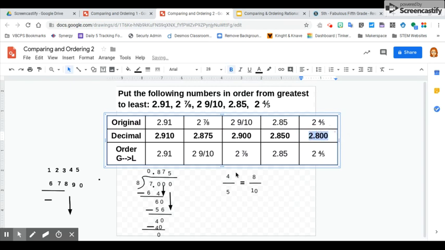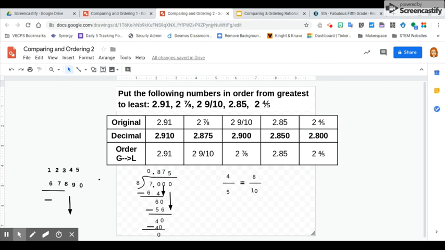I put them in order from greatest to least in their original form, not the decimal form. The only reason why we put them in the decimal form is so that it makes it a lot easier for us to put them in order. Once we put them in order using the decimal form, we just have to write the original numbers in order from greatest to least, or least to greatest, depending on what the instructions in the problem say.